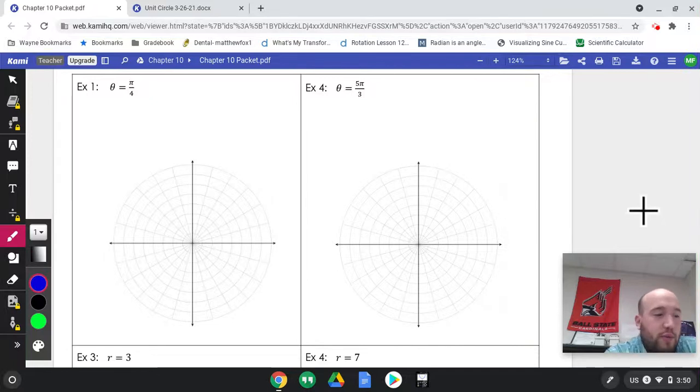Today we are going to begin talking about how we can graph lines and circles. Okay, so if we are given something, this will be in polar coordinates. For example, if we were given theta equals pi over 4, we can figure out how to graph this on our graph. Now, if we look here, you might notice there are more marks than we are used to.